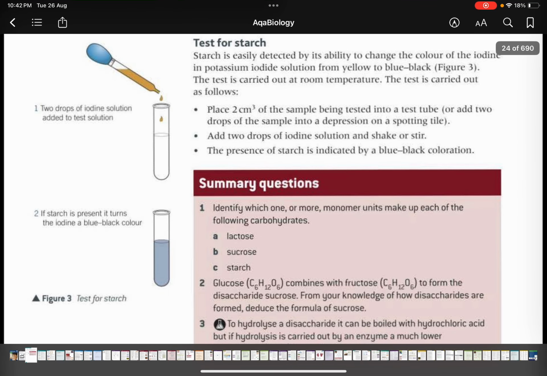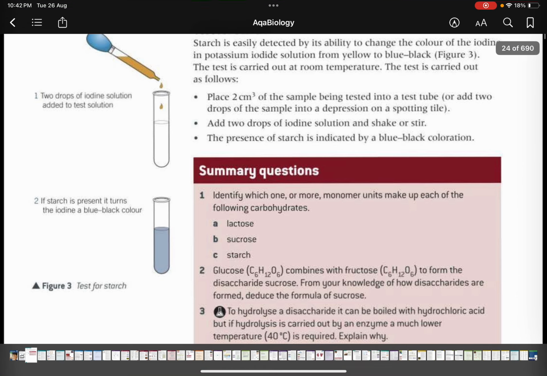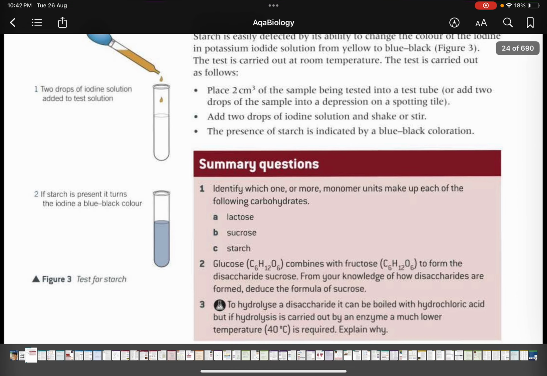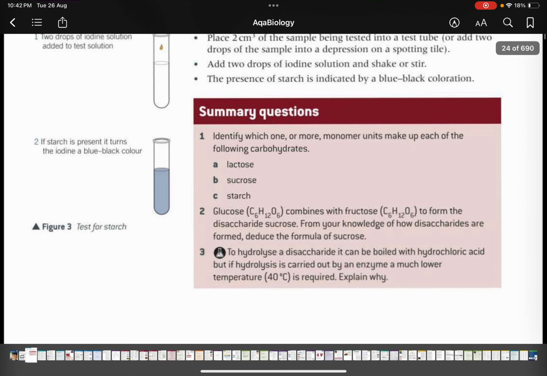Next, we have the test for starch. Starch is easily detected by its ability to change color in iodine. This is a really simple test. Essentially, you have iodine, which is normally orange-brown. You add a little bit of your starch sample; you don't need equal quantities, honestly. Just add 2 drops of iodine to your little sample. It should turn blue-black. And you have to shake it or stir it a little bit. So for Benedict's, heat it. For iodine, shake it up.